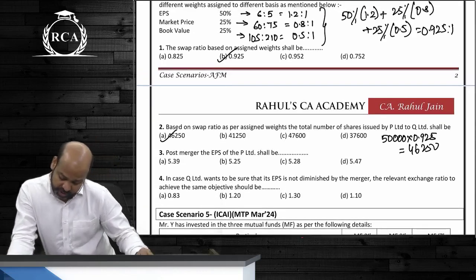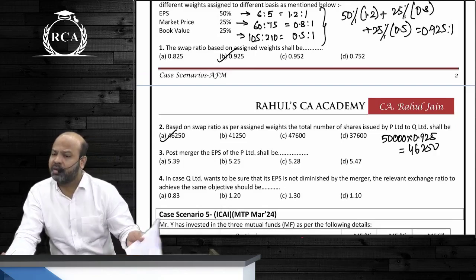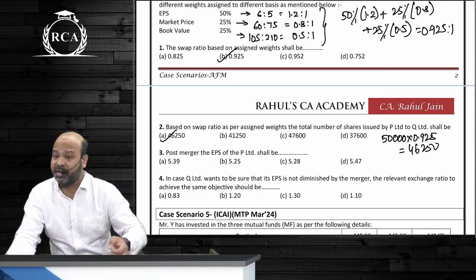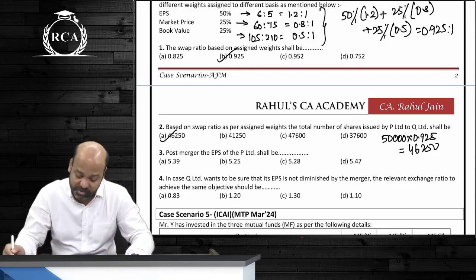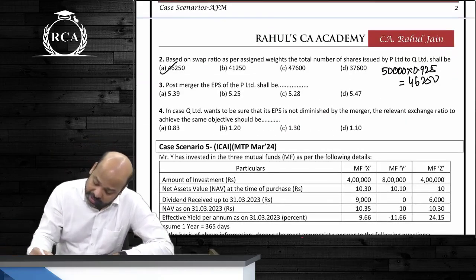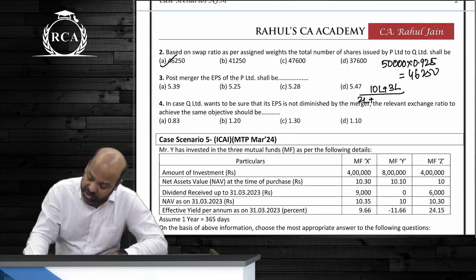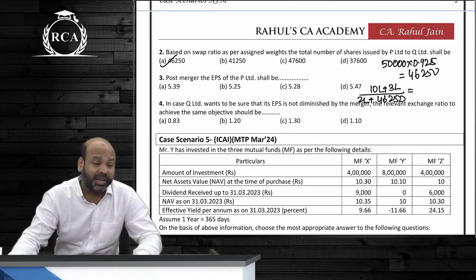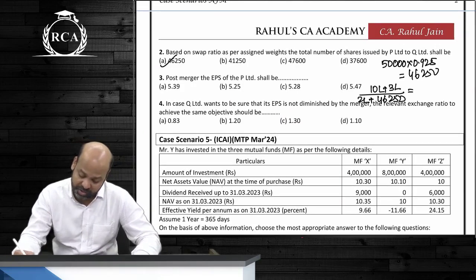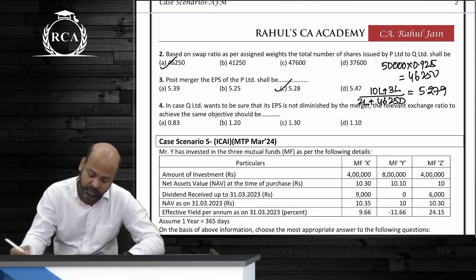What will be the post-merger EPS of P Limited? You will simply add both the earnings and divide by the revised number of shares. Adding both earnings, how much will it be? 10 lakhs plus 3 lakhs, 13 lakhs. How many shares did we already have? 2 lakh shares. We issued them 46,250 shares. So 13 lakhs divided by 2 lakhs 46,250 gives 5.2928.